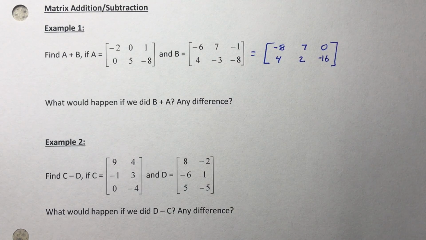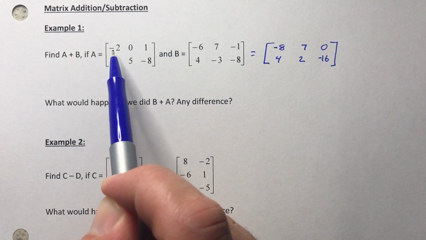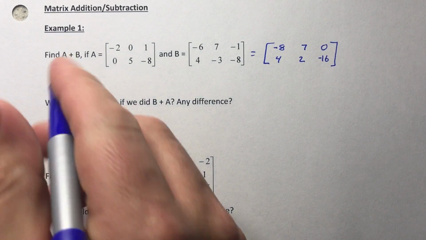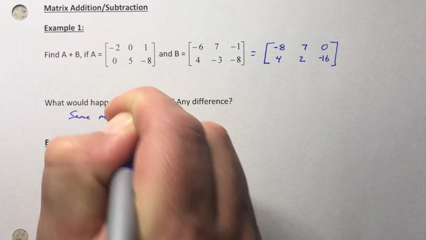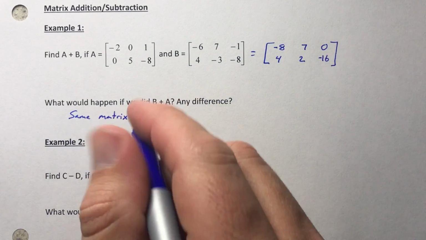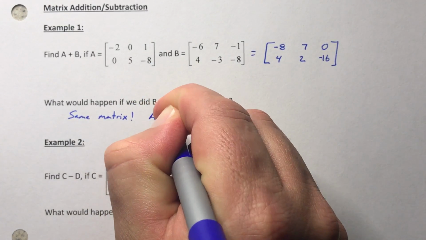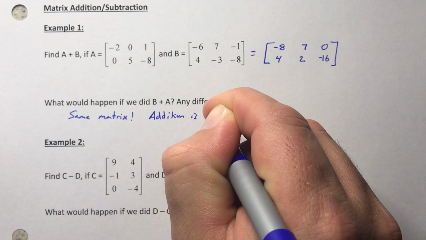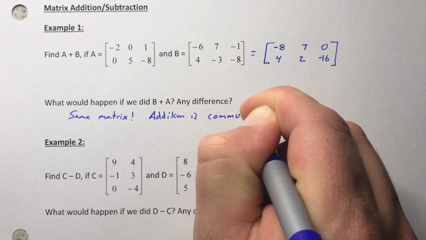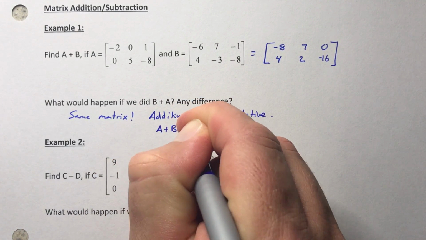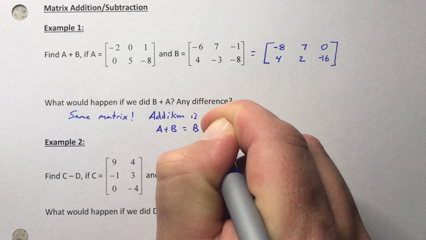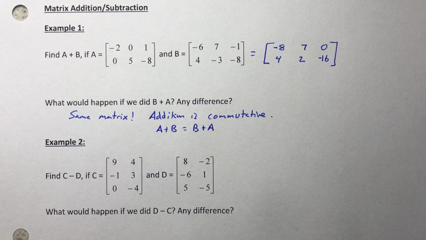So it says, what would happen if we did B plus A? So if we did B plus A, I'd take the elements in B and add them to the corresponding elements in A, and we would end up with the same matrix for my answer. So with matrices, addition is commutative, which means A plus B is going to equal B plus A. If you switch the order with adding matrices, that's okay. It doesn't make a difference.